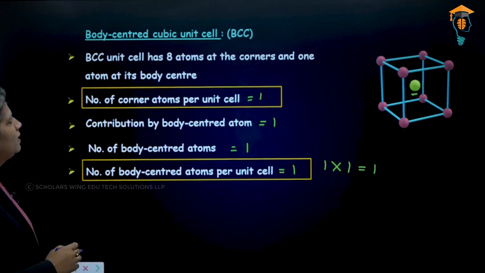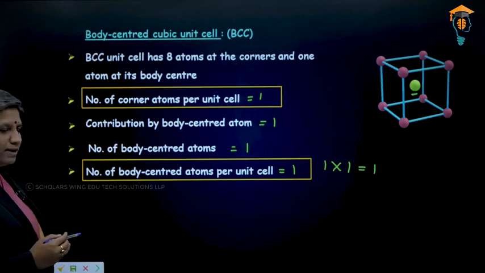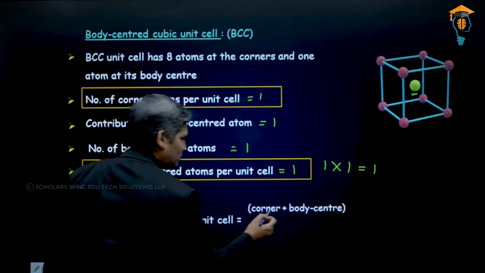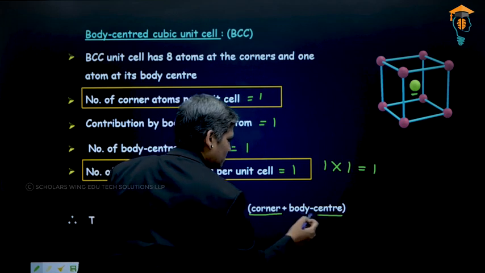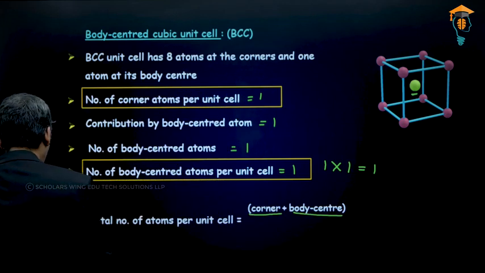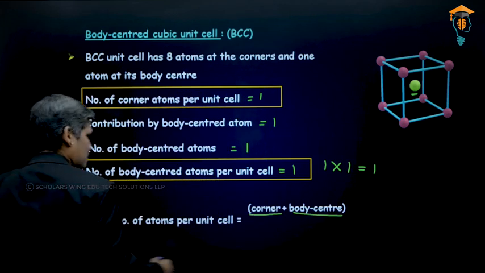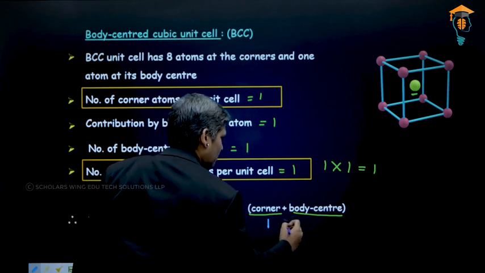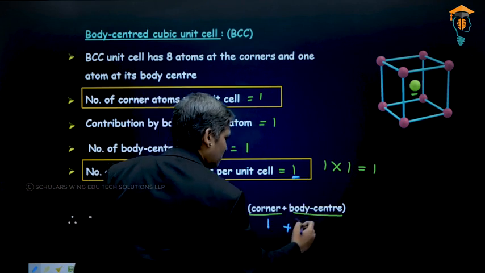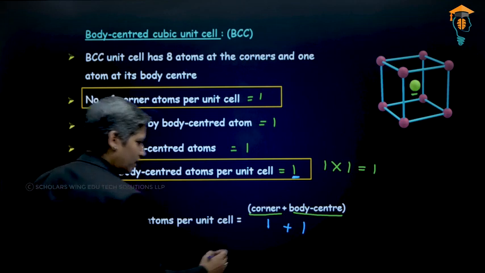Now tell me the total number of atoms, right? Due to corner position and body center. Due to corner position, just now we saw it is 1. Due to body center also it is 1. So 1 plus 1 is 2. Okay.